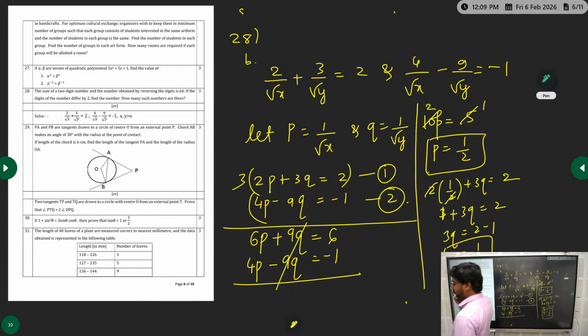What are they asking? x and y, and both should be greater than 0. Means minimum one x and y value. If you are getting negative, your solution is wrong. X is 4. Okay. Y is 9. How? Square. Yes, very good. Squaring on both sides. So first, everybody complete up to this.